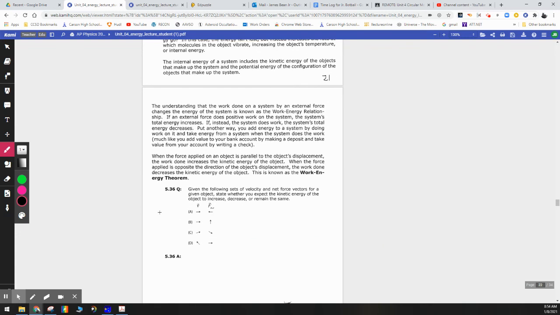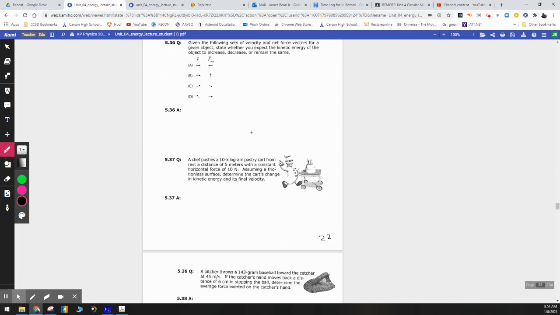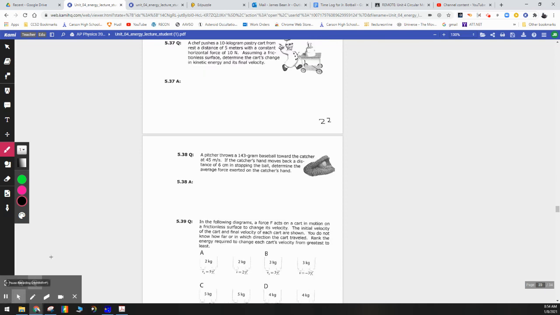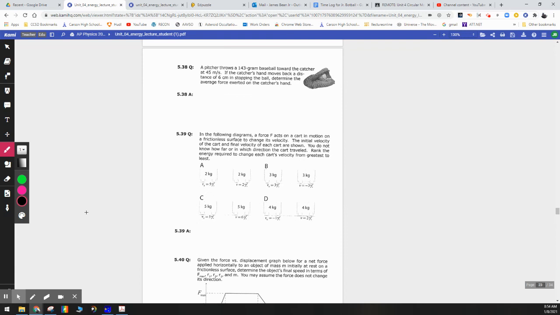All right, so after reading that, let's take a look at 5.36. Given the following sets of velocity and net force vectors for a given object, state whether you expect the kinetic energy of the object to increase, decrease, or remain the same. Go ahead and pause, and we'll talk about this. Okay, 5.37. Take a look at this problem and see what's going on. We hit pause.